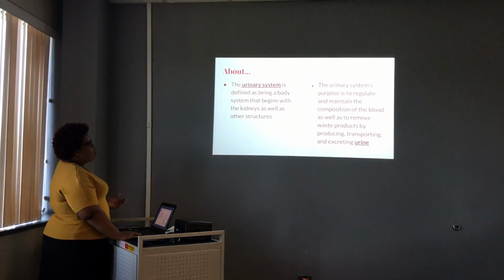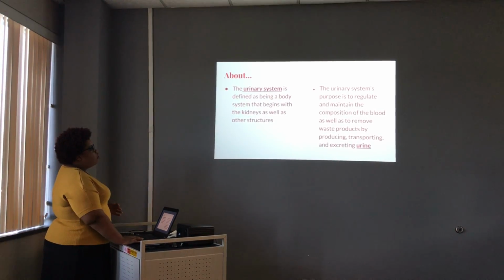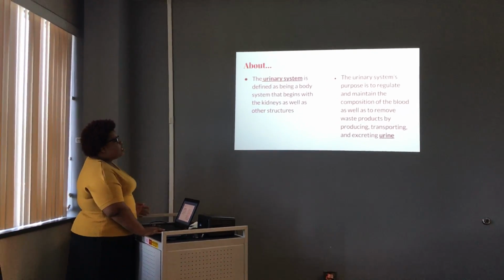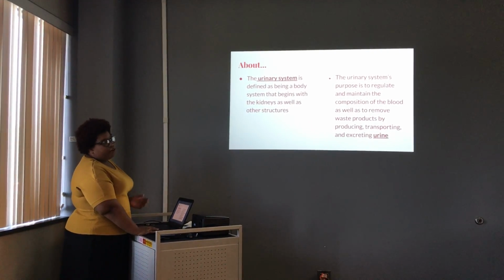The urinary system is defined as being a body system that begins with the kidneys as well as other structures. The urinary system's purpose is to regulate and maintain the composition of the blood as well as to remove the waste products by producing, transporting, and excreting urine.